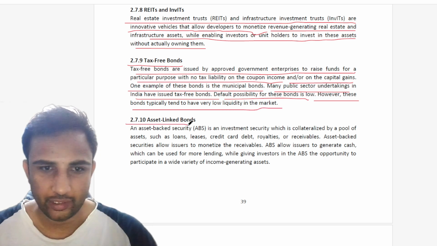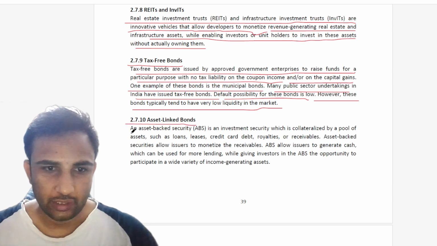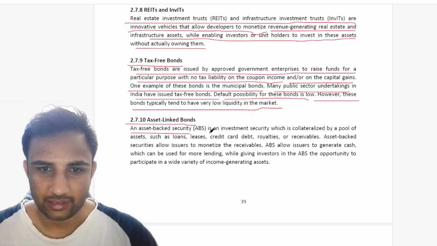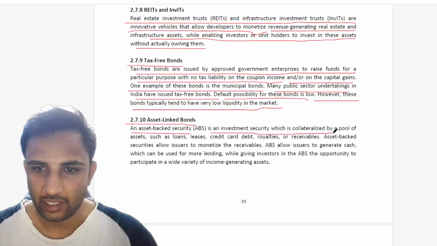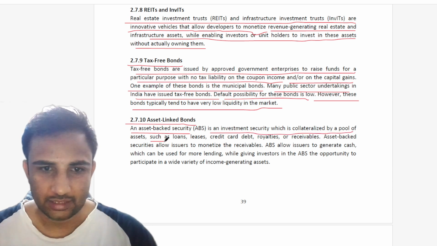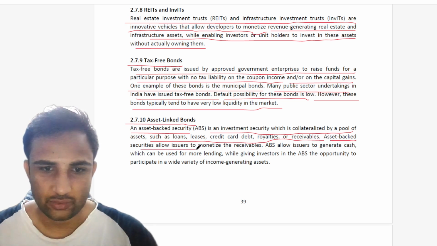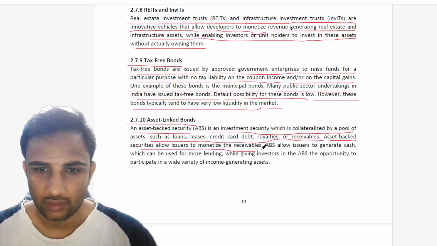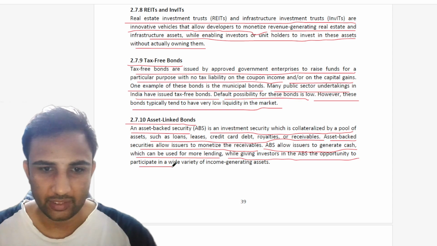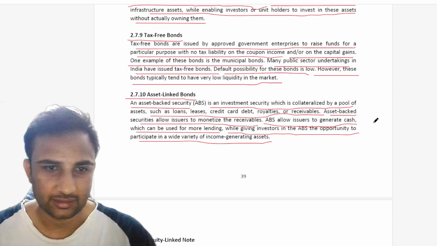Chapter 2.7.10 Asset Linked Bonds. An asset backed security or ABS is an investment security which is collateralized by a pool of assets such as loans, leases, credit card debt, royalties, or receivables. Asset backed securities allow issuers to monetize the receivables. ABS allow issuers to generate cash which can be used for more lending, while giving investors in the ABS the opportunity to participate in a wide variety of income generating assets.